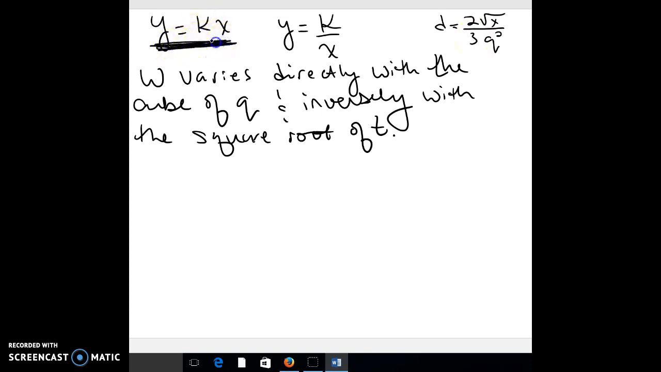And so this is directly. And right here, this is inversely. And so don't make these hard. So let's look. We have that keyword there, and then keyword there, and keyword there. And so we're just kind of going to think about this.